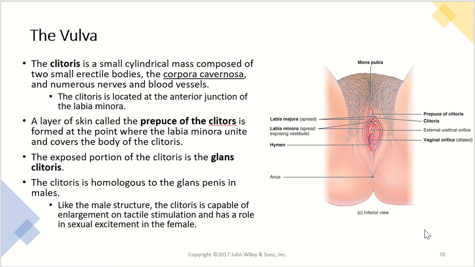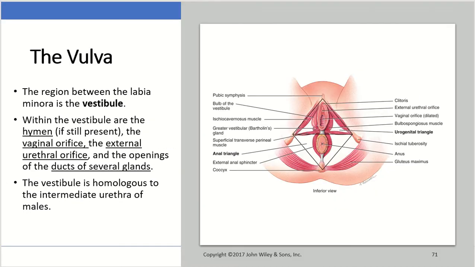So the layer of skin that's going to cover the clitoris is called the prepuce of the clitoris, which you can see here. And this is formed at the point where the labia minora unite and cover the body of the clitoris. The exposed portion of the clitoris is called the glans clitoris, and the clitoris is going to be homologous with the glans penis in males. So like the male structure, the clitoris is capable of enlargement upon tactile stimulation and is going to have a very important role in sexual excitement in females.